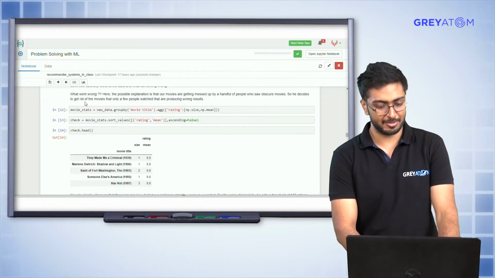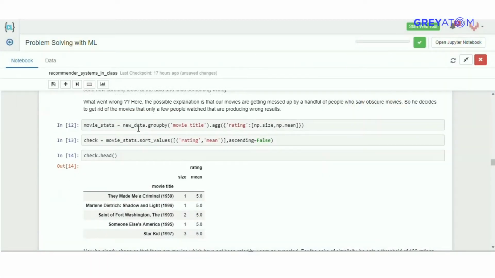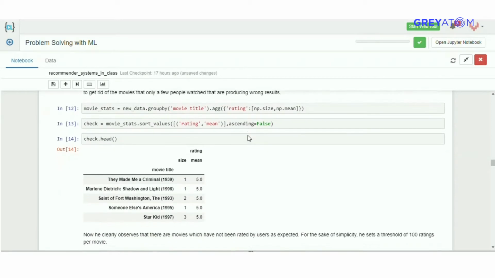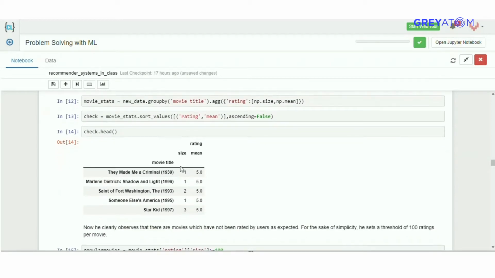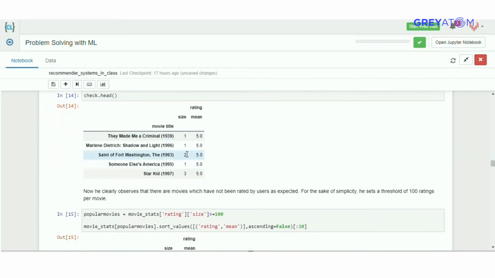To do that, we take the data and group by movie title, and get the ratings, the size as well as the average rating. So we get the size, which is what you see here, and the average rating. Now you see, this is the problem that we are talking about. There are a lot of these movies which are rated probably once, and you've got the rating also as very high.